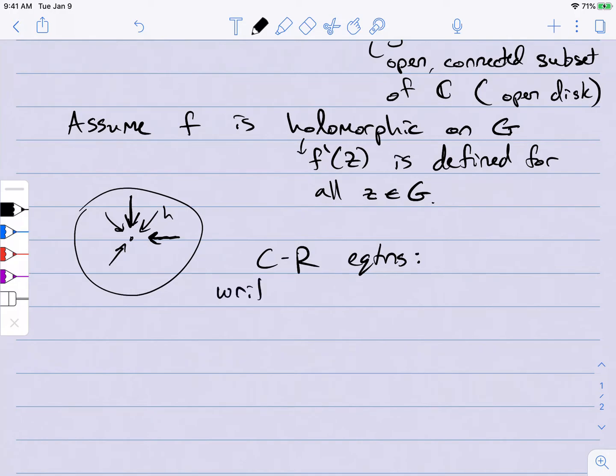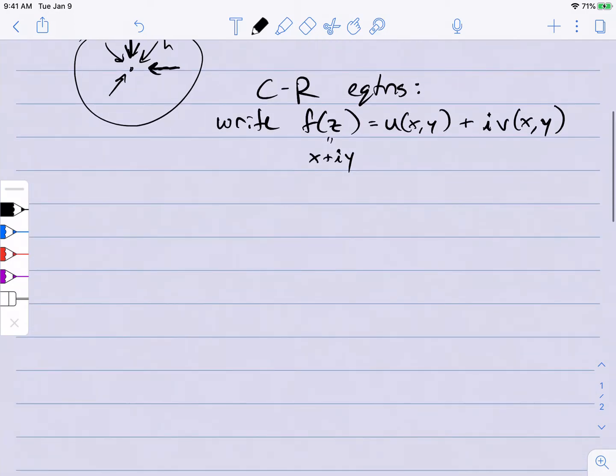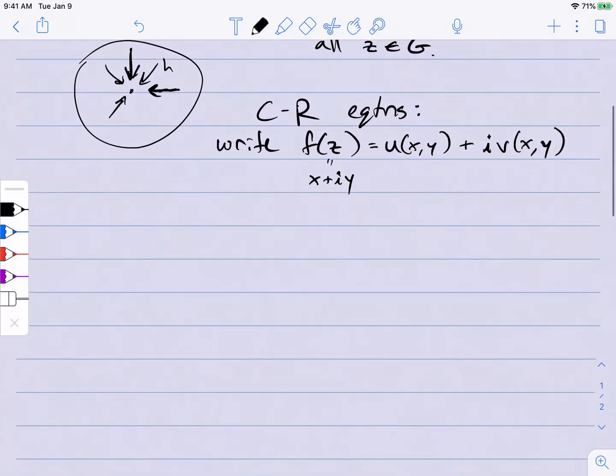So we can write f of z in terms of real and imaginary parts. So z is equal to the sum of its real and imaginary parts. Let's write that x plus iy. And then the output of f also has real and imaginary parts, so I'll call those u and v. And so if we write f this way, then u and v are two functions which go from the plane to R.